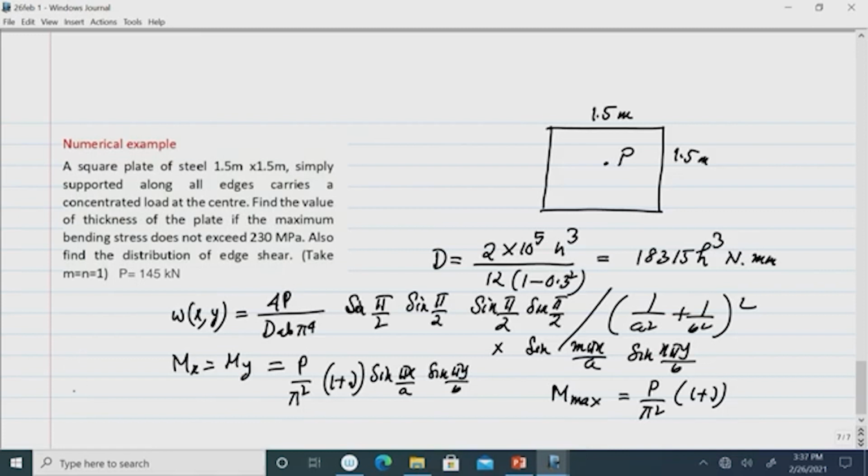So, the stress that is produced due to bending moment is maximum at the center, and it is given by 6 M max divided by h square. Now, the given condition is that sigma max should not exceed 230 MPa. So, based on that you can find out the thickness H. The thickness H here comes out to be 22.7 mm. For this problem and given data, this thickness comes out to be this.